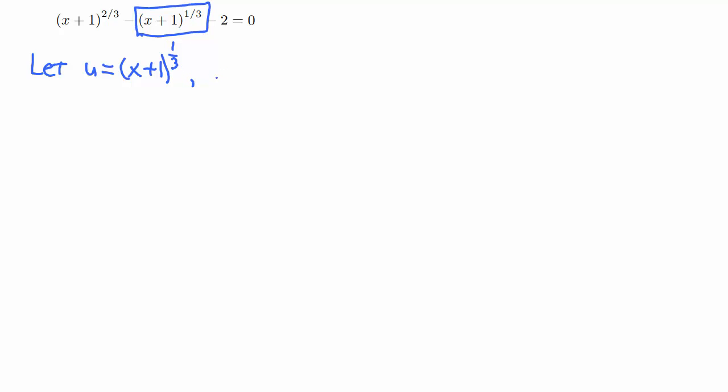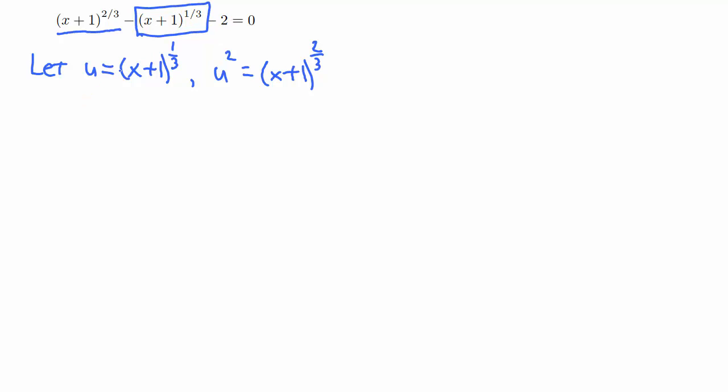Now notice what happens when I square u. If I square u, that means I square (x+1)^(1/3). When we have an exponent to an exponent, we multiply the exponents. So 1/3 times 2, same thing as 1/3 times 2 over 1, gives me 2/3. Oh, look, (x+1)^(2/3) is right there. So this right here is u squared, this right here is u, and that's of course just a 2.